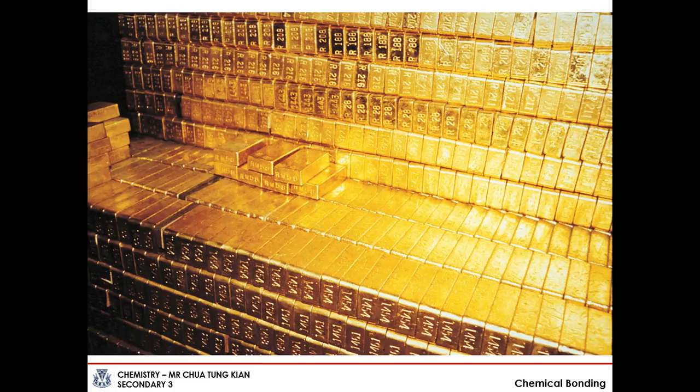Alright, let's move on to the first part of chemical bonding, which is the part on metals. I will cover up to ionic compounds in this first part video. Second part will continue from covalent compounds. So this is an example of metal. You should know this is gold.